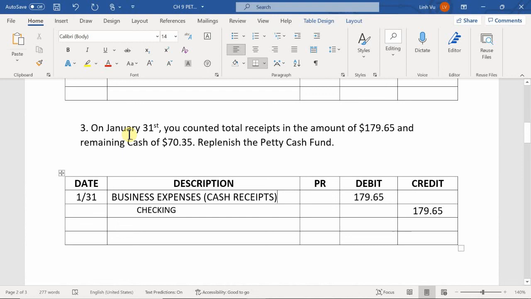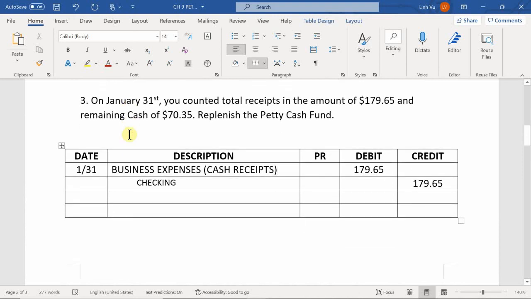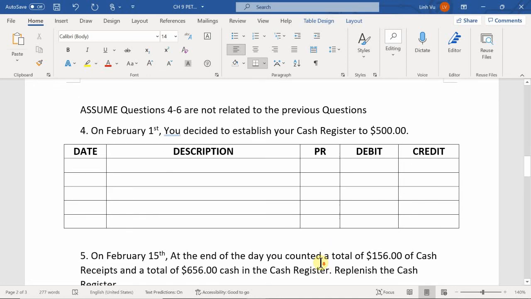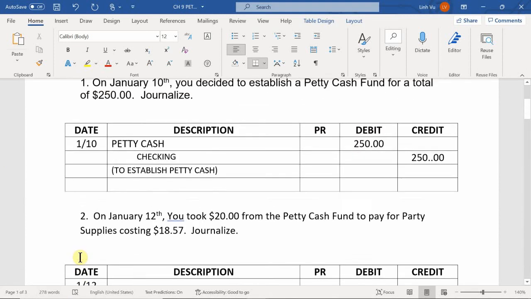All right, everyone good with me so far? Okay. So then, let's see. Assume that questions 4 through 6 are not related to the previous questions. So again, question number 4 says that on February 1st, you decided to establish your cash register to be $500. In this case, questions 4 through 6 are not related to the previous ones. So I'm starting all over. I just wanted to make sure you're able to understand how this is another different scenario.